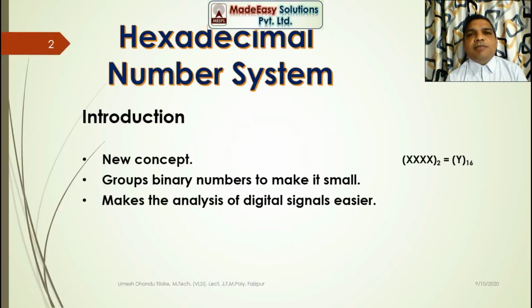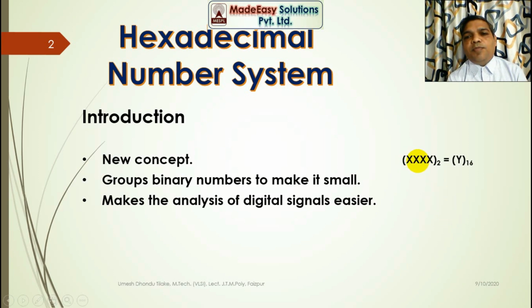As we have seen in the previous two number systems, that is binary and octal number system, that both are new concepts. Similarly, hexadecimal number system is also a new concept, because whatever octal number system does, the same is done by the hexadecimal number system. So octal number system actually reduces the size of binary numbers. Same here, hexadecimal number system also reduces the size of the binary numbers. How does it reduce the size? The example is given, see here.